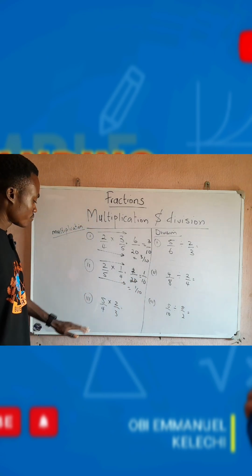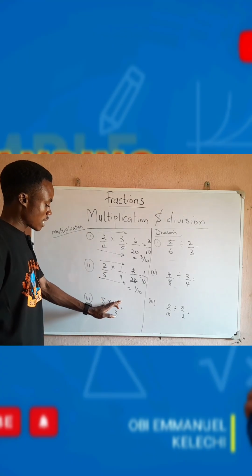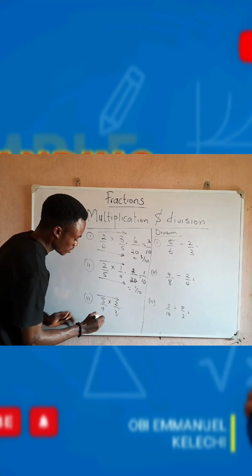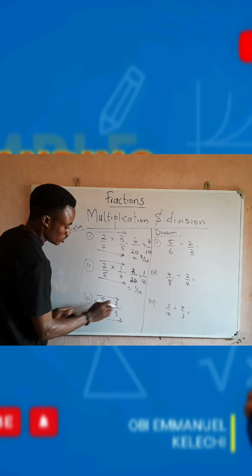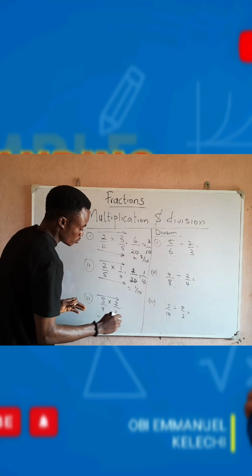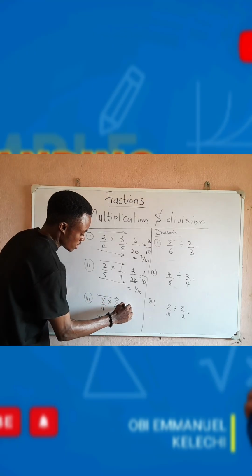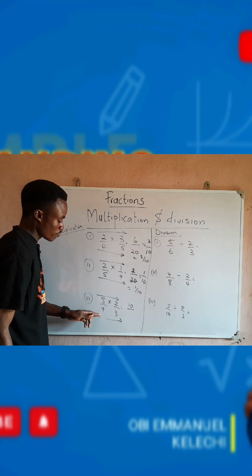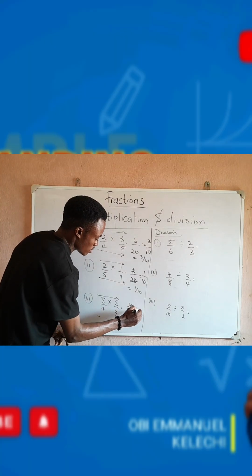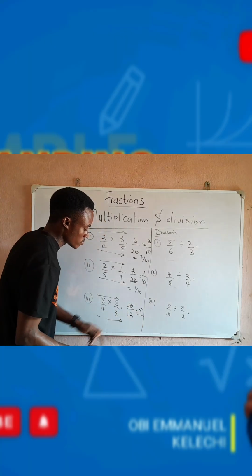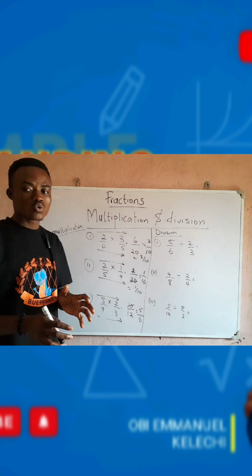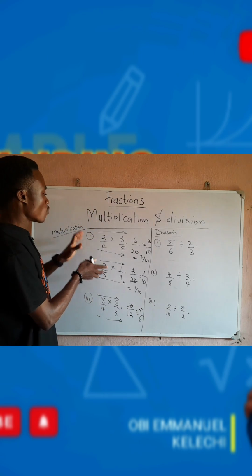So the last one, 5 over 4 multiplied by 2 over 3. So this is the line. You multiply the denominator and you also multiply the numerator. So 5 times 2 is equal to 10 over 4 times 3 is equal to 12. So when you divide, how many 2s can you see in 10? 5. How many 2s can you see in 12? 6. So that is how to operate for the multiplication.